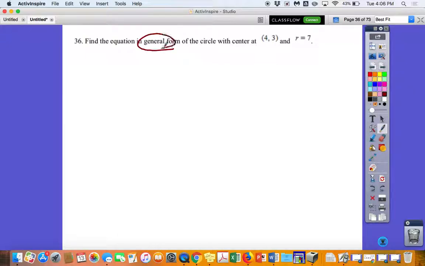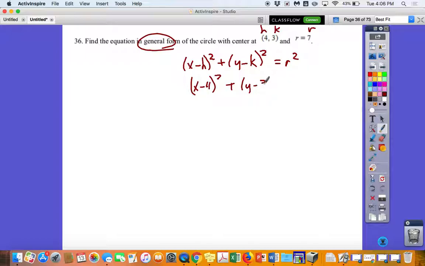Okay, we want general form. That's the one where you multiply everything out. You've got to start with standard form first. So that would be (x minus h) squared plus (y minus k) squared equals r squared. So remember, this is h, k, and there's r. So you've got (x minus 4) squared plus (y minus 3) squared equals 7 squared.